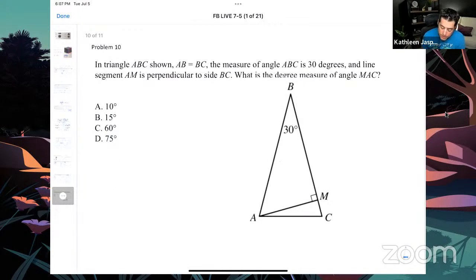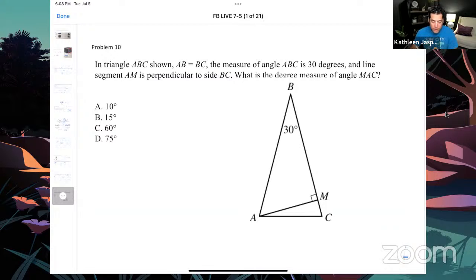And then the last one, and I always like these just because I was always teaching geometry, so I love these types of problems. I feel like these are more like riddles. So it says, in triangle ABC shown, AB equals BC. The measure of angle ABC is 30 degrees, and line segment AM is perpendicular to side BC. What is the degree measure of angle MAC?